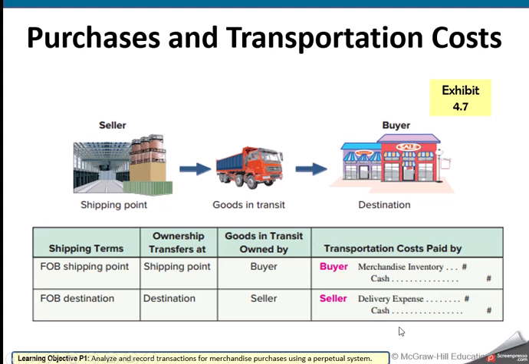Then this final column says, okay, well, how do we account for it? If we're the buyer, it just increases our cost of the inventory. We've got to pay more to get it. So we debit merchandise inventory and credit cash. If we're the seller, it's a cost associated with selling. So we have an account called delivery expense, and we would debit delivery expense and credit cash.